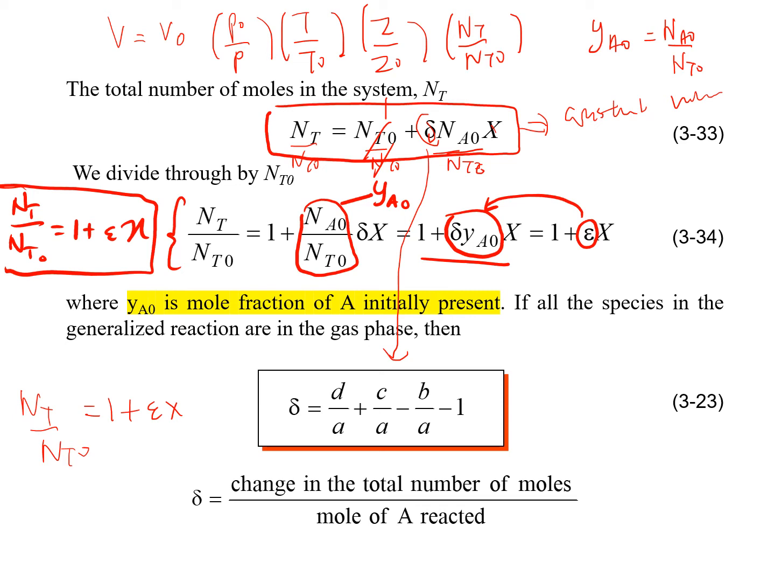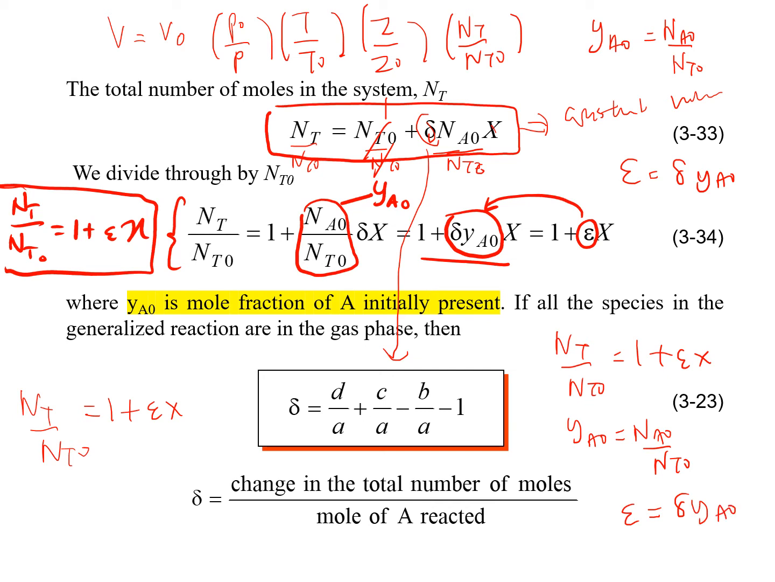Okay, because epsilon is equals to del times y A naught. Okay, so what you have to remember is what N T over N T naught is, which is 1 plus epsilon X. Alright, and then what is y A naught? Alright, so y A naught is equals to N A naught over N T naught, and what is epsilon? So epsilon is equals to del times with the y A naught. Okay, remember this. Okay, so this one I don't have to explain because it is the same as the previous one.